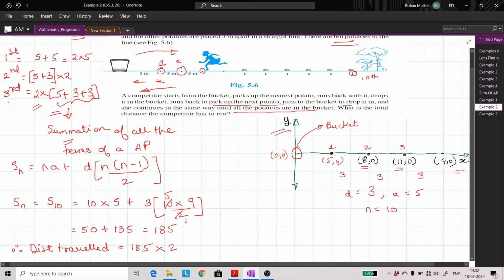As we saw for the first potato, the second potato, the third potato, whatever you find out as the summation of all the terms of an AP, you have to multiply that with 2 to get the total distance. So I get here 185 into 2 equal to 370 meters. This is your answer. So this competitor travels 370 meters till she picks up all the 10 potatoes.